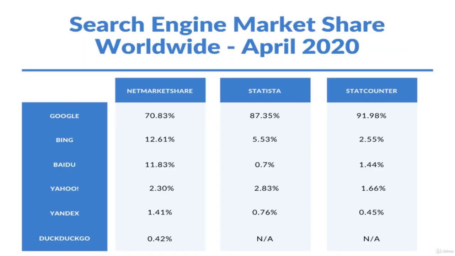Now finally, I want to talk about search engine market share worldwide, and this is very latest data actually. Google has more than 90% of the search engine market share. And then we have Bing.com, which is 5 to 6%. Then Baidu is a Chinese search engine, Yahoo, and Yandex is a Russian search engine. And then we have DuckDuckGo, which is a relatively new search engine.